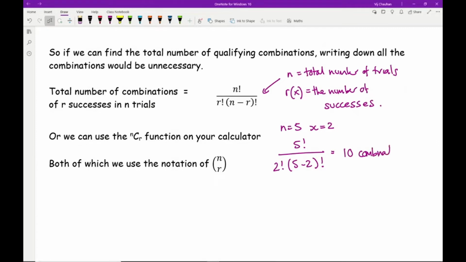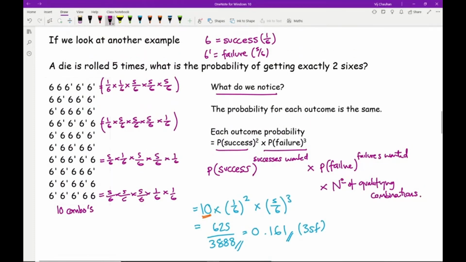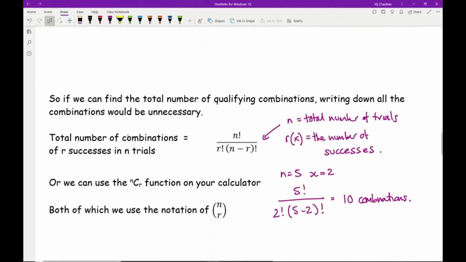And like so, if I go back, that's exactly how many different combinations I had over here. So you can see I've got a list of 10 different possible outcomes where, out of 5 trials, I'm having exactly 2 successes.